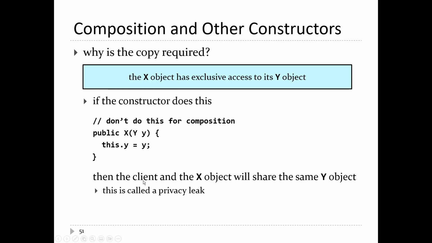Whoever called the constructor has a reference to the y object, and the x object also has a reference to the same y object, right? So the two objects are sharing the same y object. Whenever that happens, whenever you have a composition where one of the fields is inadvertently shared with another object, that's called a privacy leak.